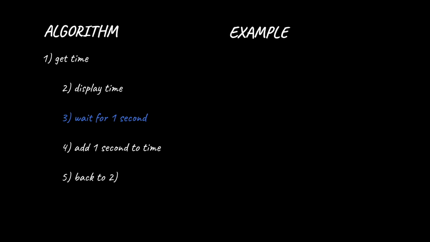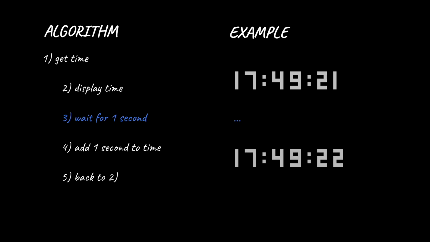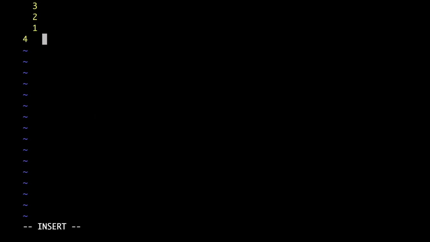First, we're gonna retrieve the time, and at step 2, we're gonna immediately display it. So for example here, let's suppose it's 49 past 17. Then we're gonna wait for 1 second, and right after, update the time and display it. And of course, we're gonna keep doing this till the user shuts down the program. Alright, hopefully we are on the same page, and now it's time for coding this.